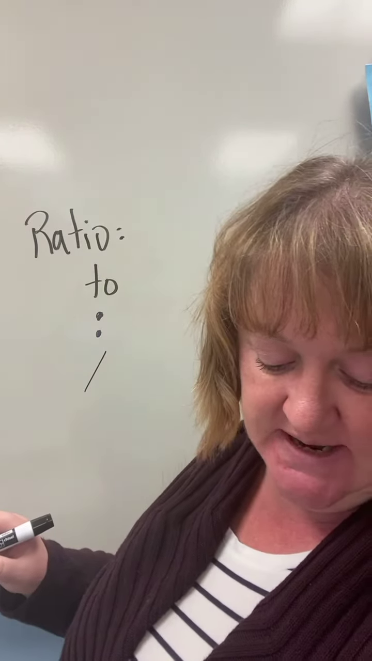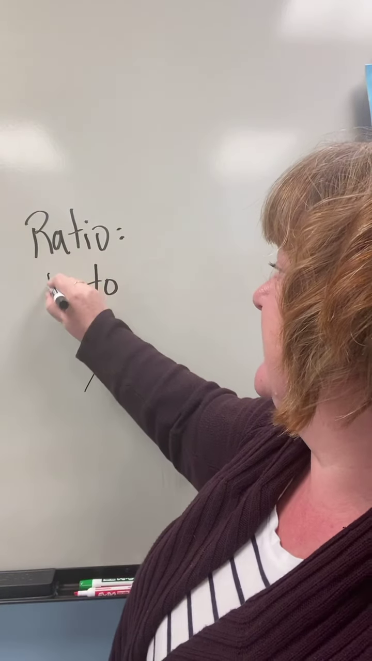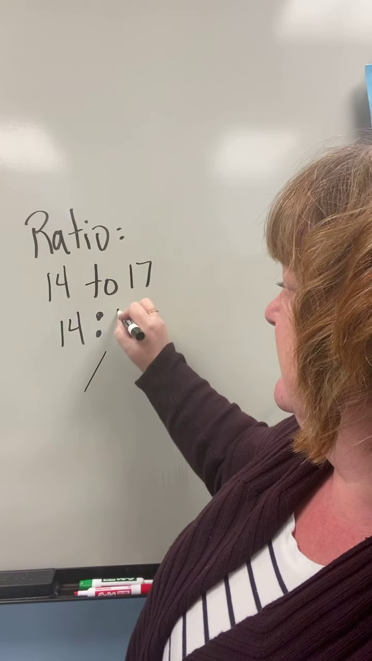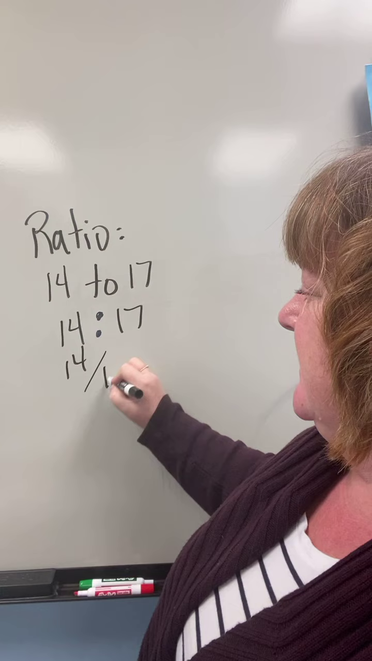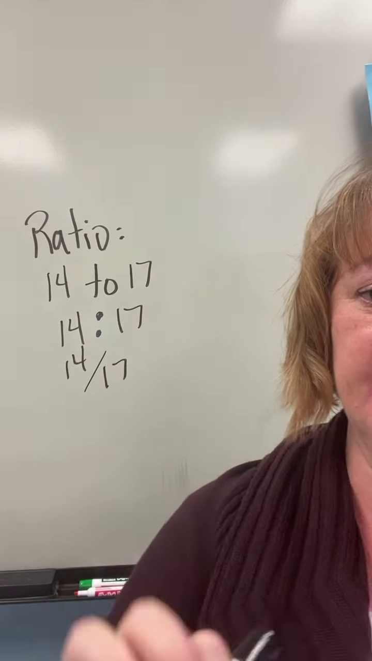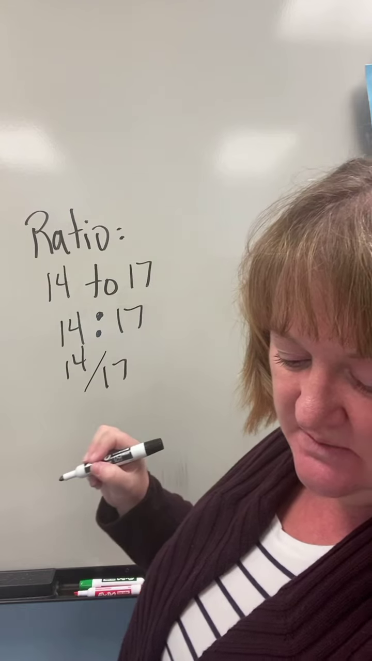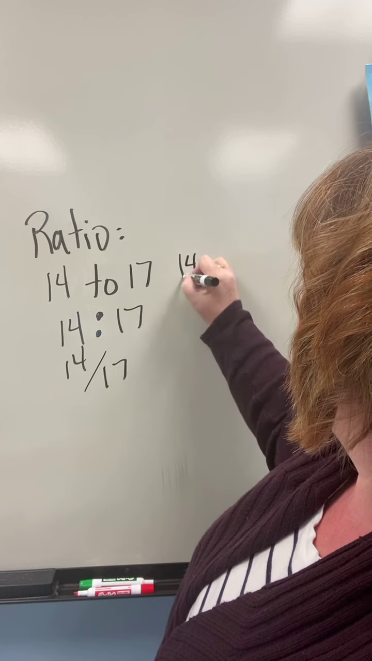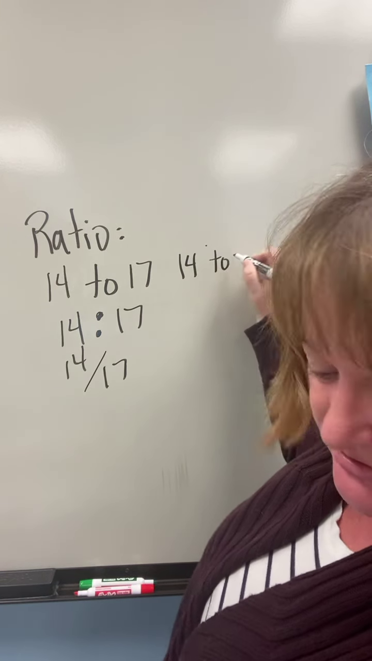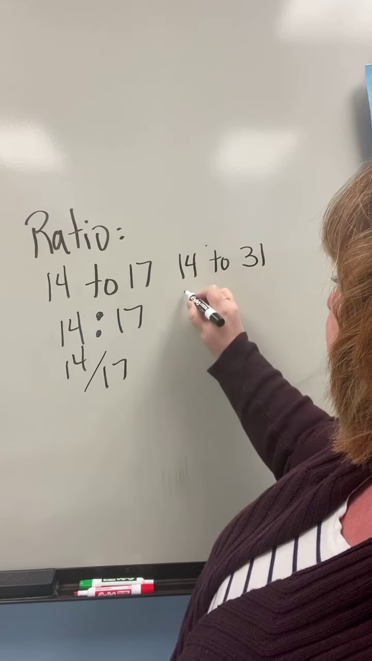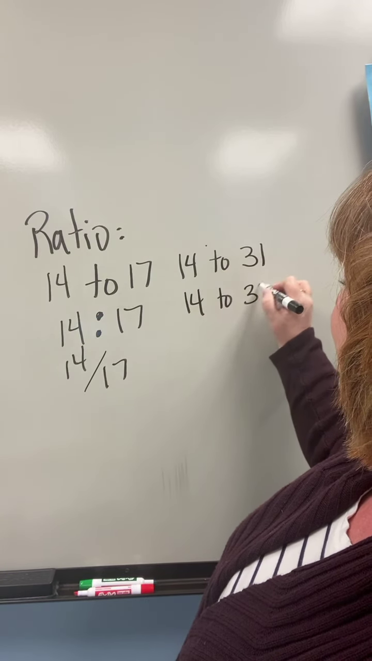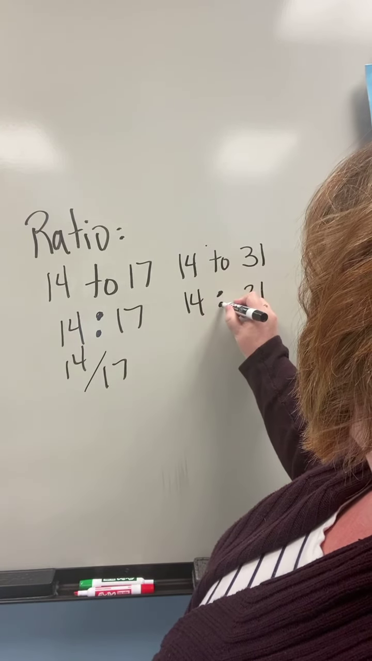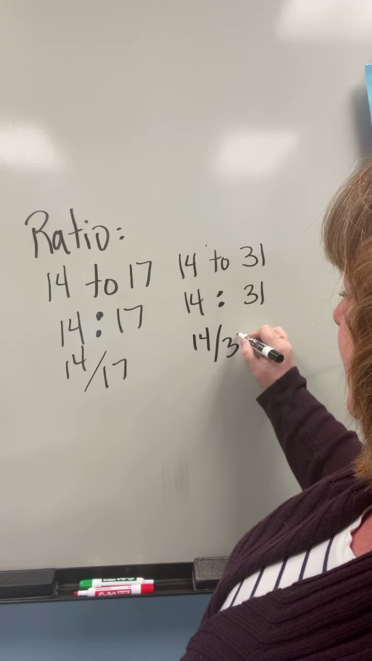So this one is cats to dogs. There's 14 cats, so we can say 14 to 17 is what we're comparing. 14 to 17, 14/17. They all mean the same thing, okay? And then we also can do those same things, but do it as a total. So this one I could say 14 to 31. I could say 14 to 31. Or I could say 14 out of 31.